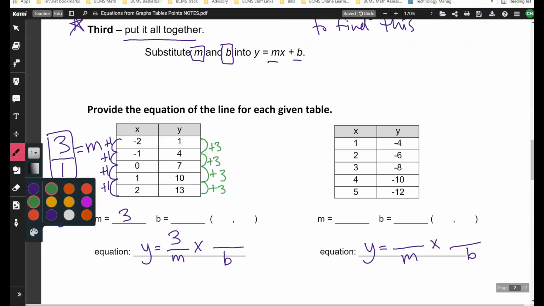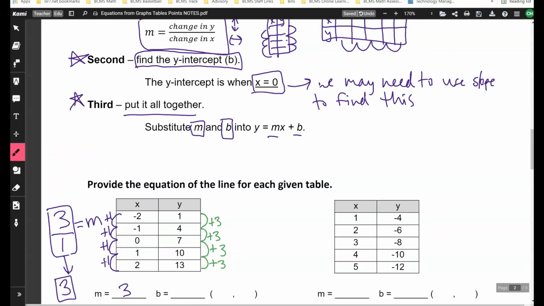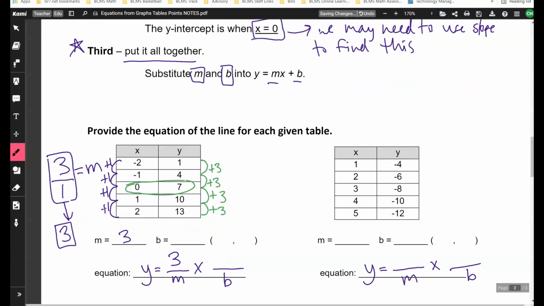If I go back and want to find the y-intercept in this next step, I'm looking for when my x is equal to 0. If I look at this table, I've already got a value there for my y-intercept, which is really nice. So this graph would cross the y-axis at the point (0, 7). It's a positive 7, so I'm going to add that at the end of my equation, and then I've got my overall equation for this situation. y is equal to 3x plus 7.